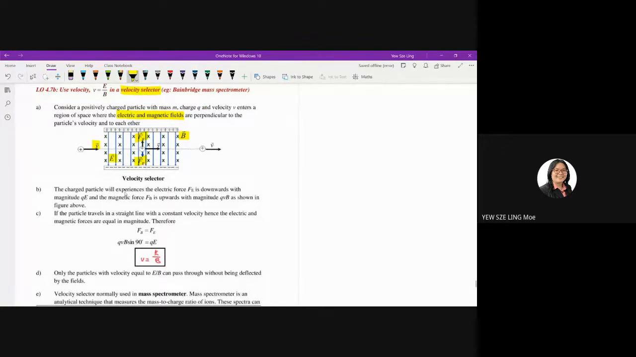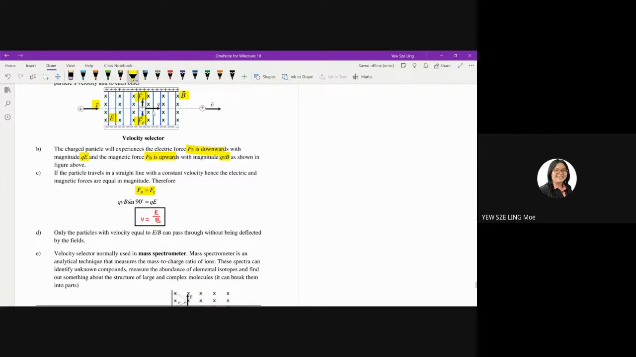So the charged particle will experience the electric force downwards according to the diagram given. Fe is downwards with a magnitude QE, and Fb is upward with magnitude QVB, as shown in the figure. If the particle moves in a straight line, we can say Fe equals Fb. So QVB sine 90 degrees equals QE. Rearranging the equation, you will obtain V equals E over B. It gives you the velocity of the charged particle.